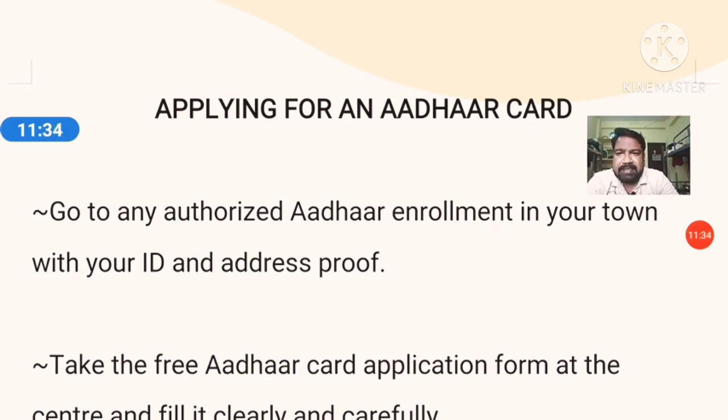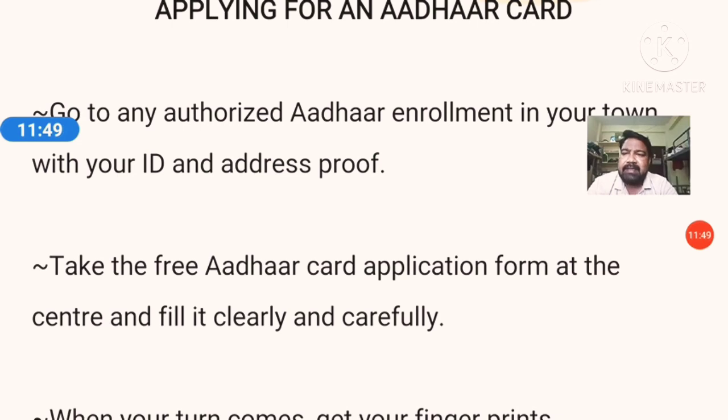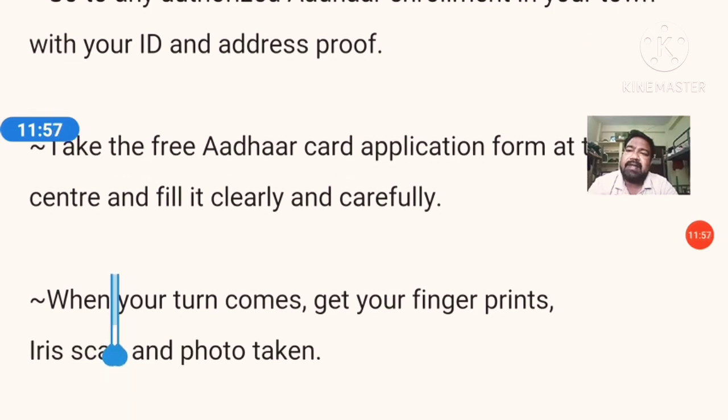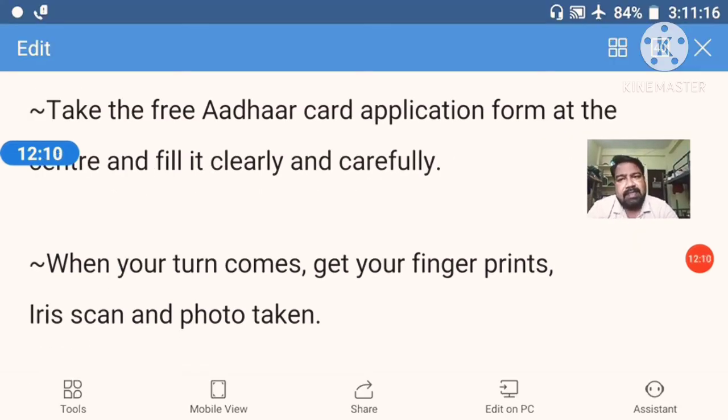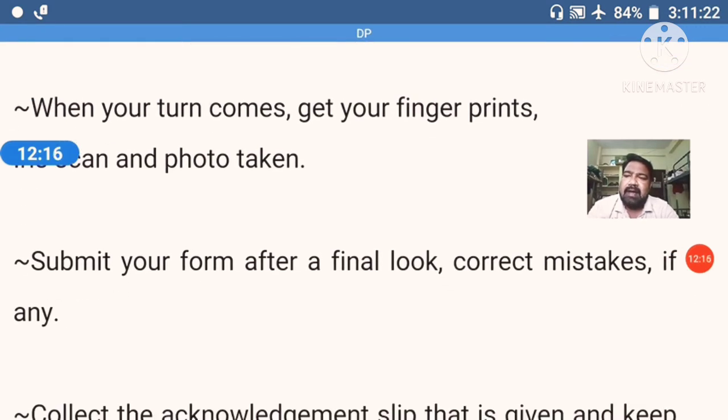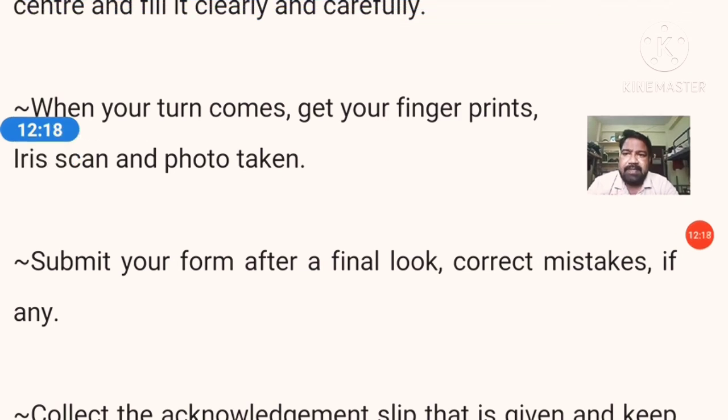Go to any authorized Aadhaar enrollment center in your town with your ID and address proof. Then take the free Aadhaar card application form at the center and fill it clearly and carefully. And then when your turn comes, get your fingerprints, iris scan and photo taken. And now submit your form after a final look.